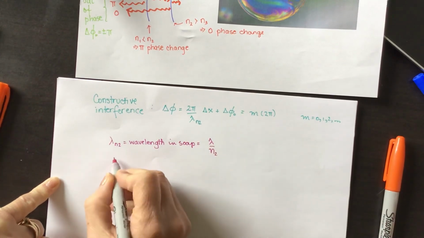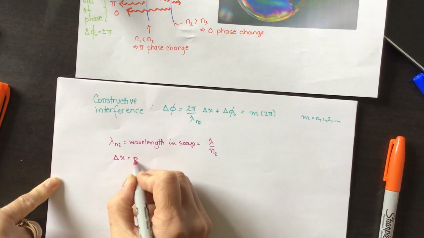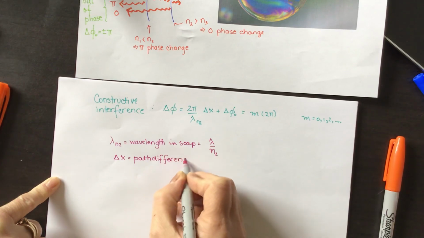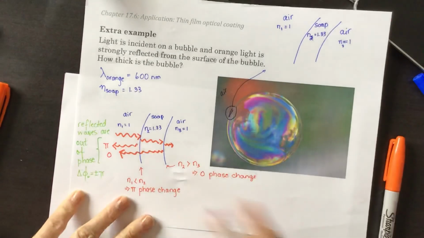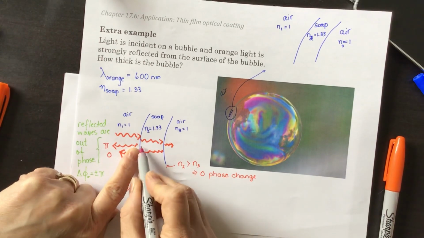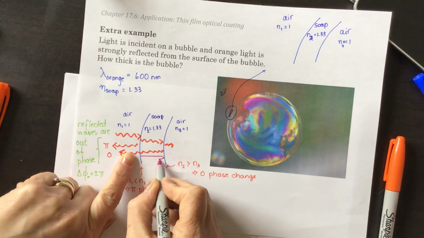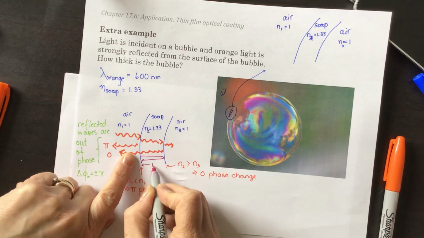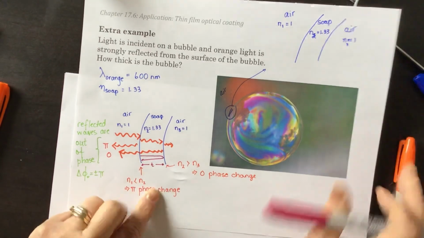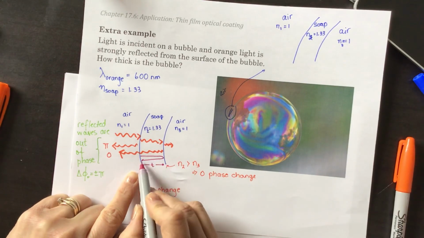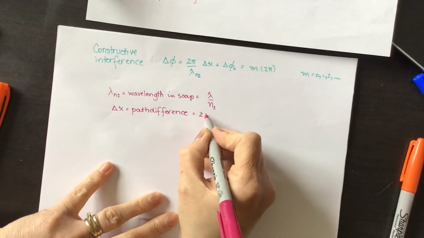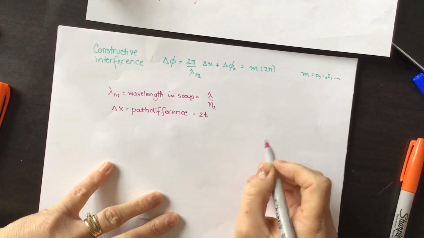Okay, delta x is the path difference. Path difference means how much farther does this wave go compared to this one. This one bounces right off the surface, but this wave has to go in and come back out. So if I call the thickness of the bubble T, and T is a common symbol to use for thickness, then this one has to travel T, then another T to get back. So the path difference is 2 times T. So that second wave has to travel twice the thickness.